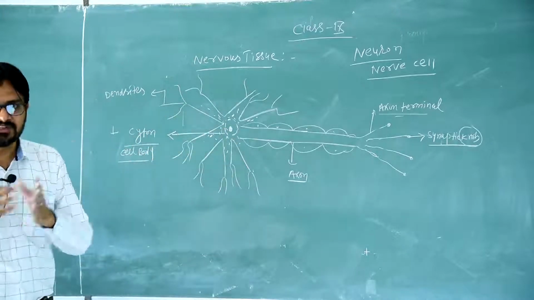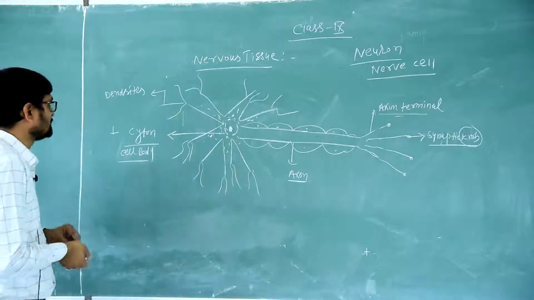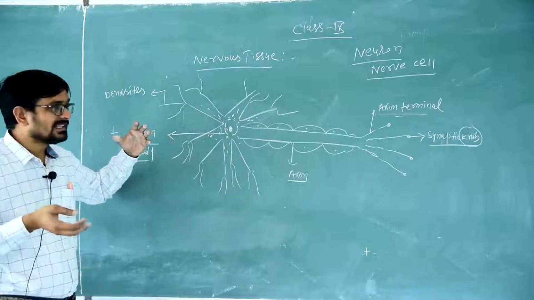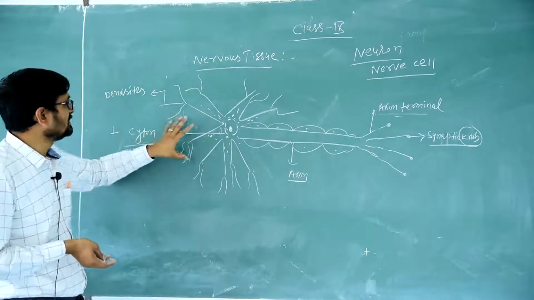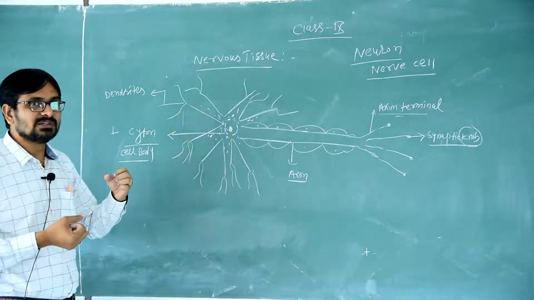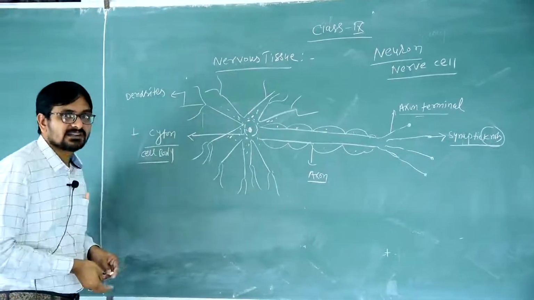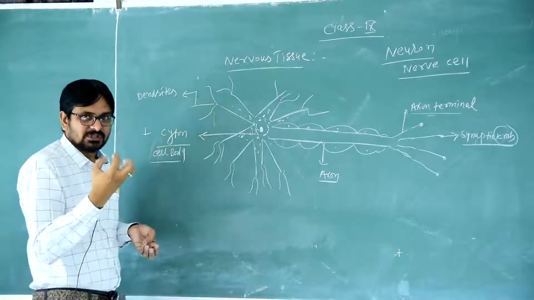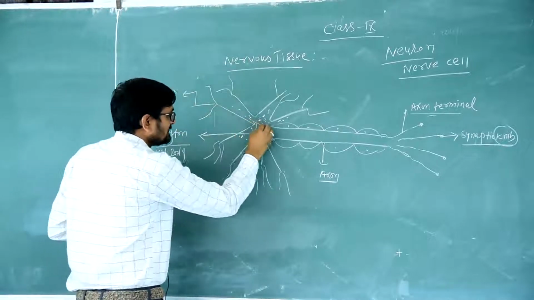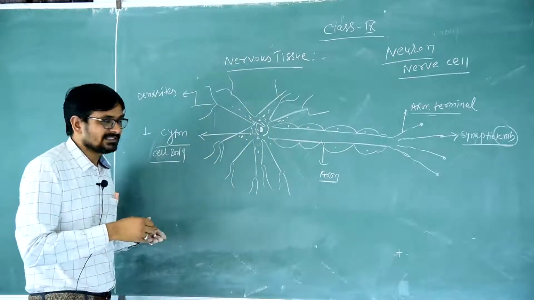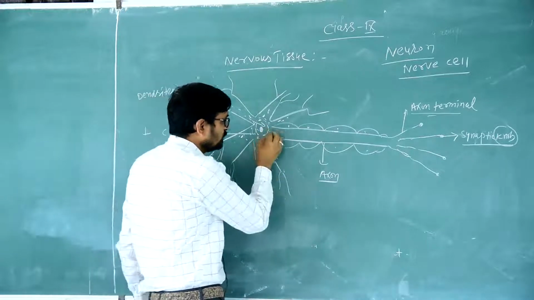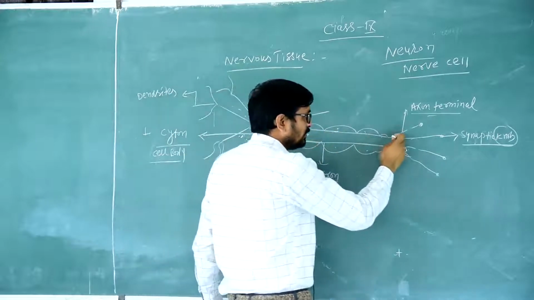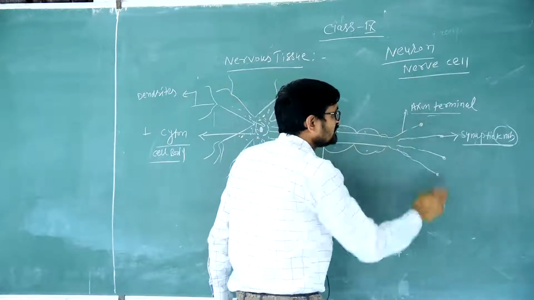How does it function? Let's take a simple explanation. Suppose a message or stimulus is received. Which part of the nervous cell or neuron receives the stimulus, the cyton or the dendrite? Obviously your answer will be dendrite. The dendrite receives the stimulus and transfers it to the cyton, or cell body. The message is transferred to the cell body, then it moves from the cyton to the axon, and from the axon to the axon terminal, where there is the synaptic knob.